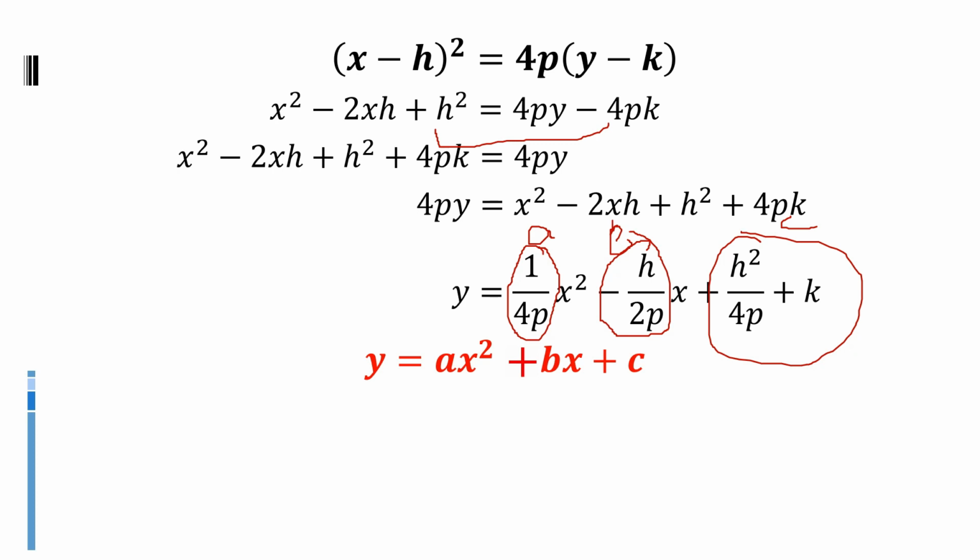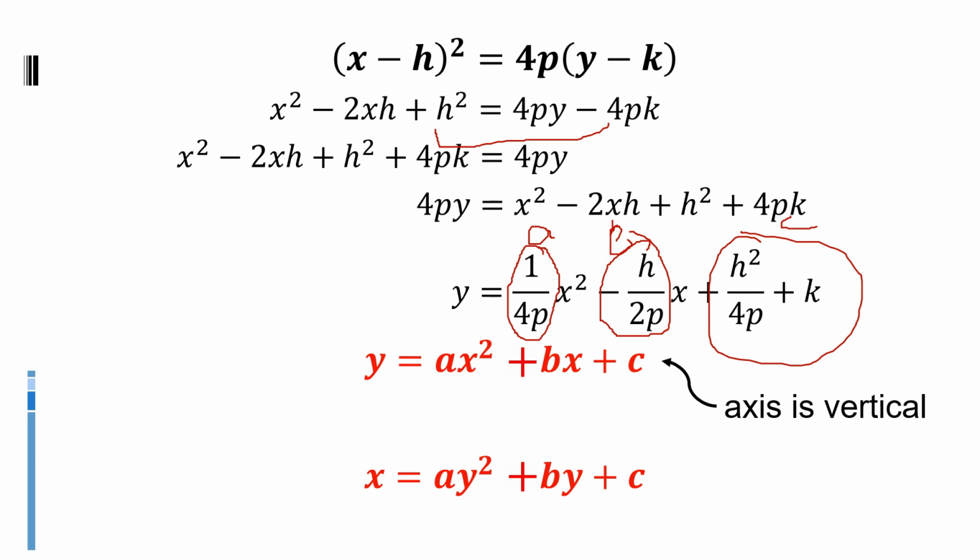Therefore, as long as a is not equal to 0, the quadratic equation y equals ax squared plus bx plus c has a graph that is a parabola whose axis is vertical. Similarly, for as long as a is not equal to 0, then the equation x equals ay squared plus by plus c is also a parabola whose axis is horizontal.